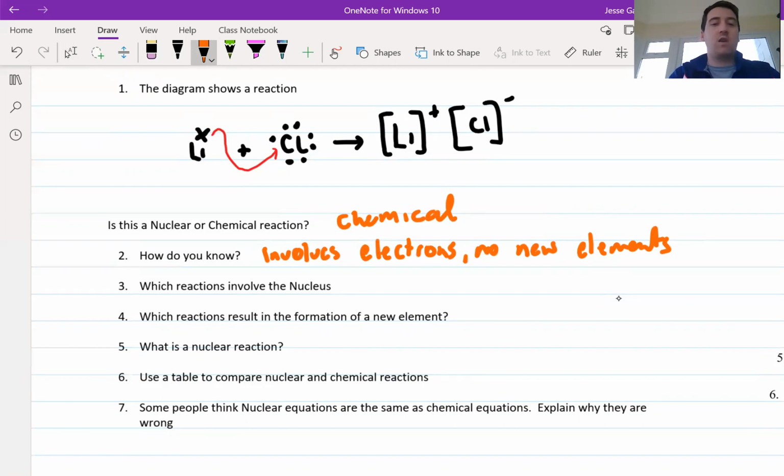Which reactions involve the nucleus? That would be the nuclear reactions. Which reactions result in the formation of a new element? That would be nuclear reactions. Well done, if you got those right.